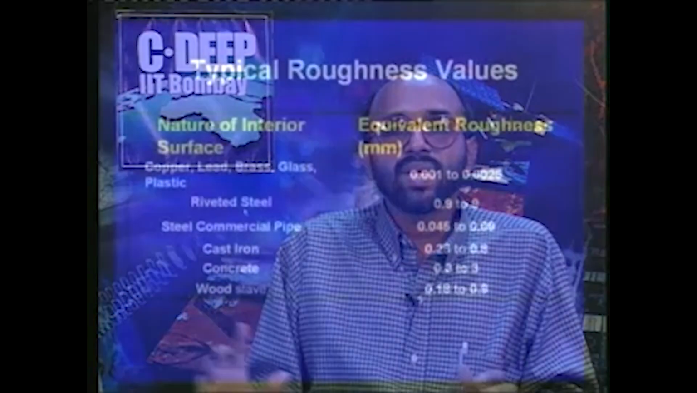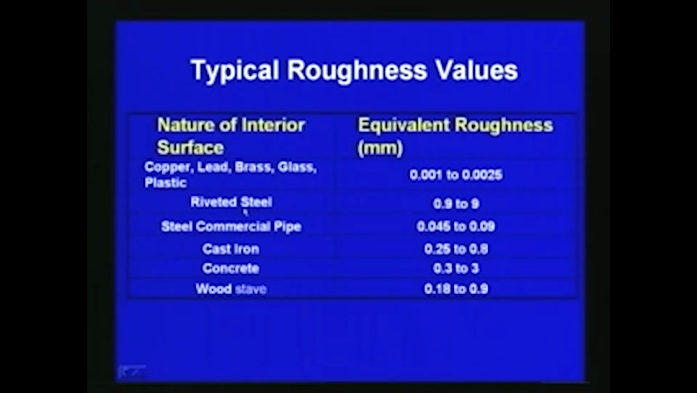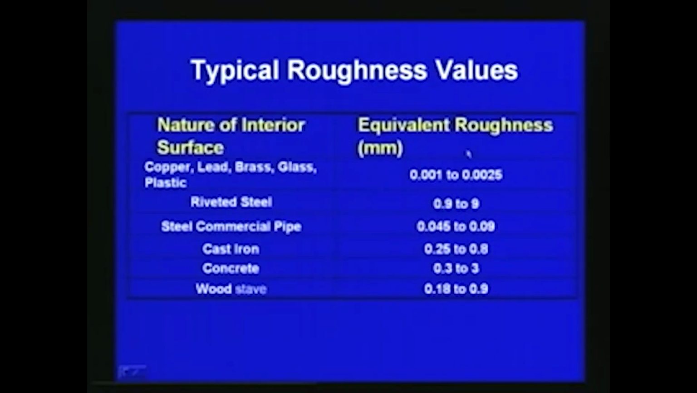Now we have seen this when we discussed the major losses as far as pipe friction is considered. One of the important factors is the roughness height inside the pipe wall. We have seen that with respect to various materials, this roughness height is changing. So, with respect to the nature of the interior surface, the equivalent roughness is given here for various materials.